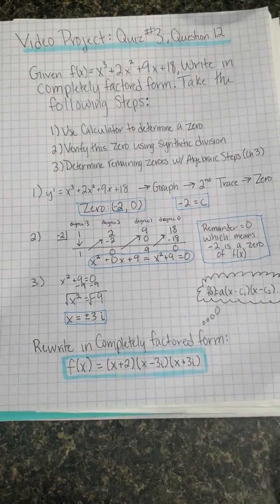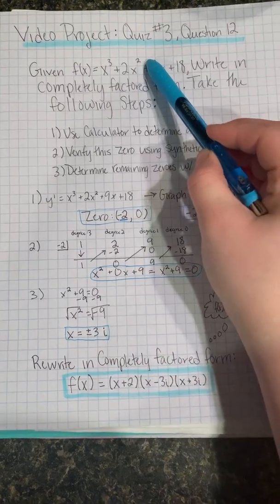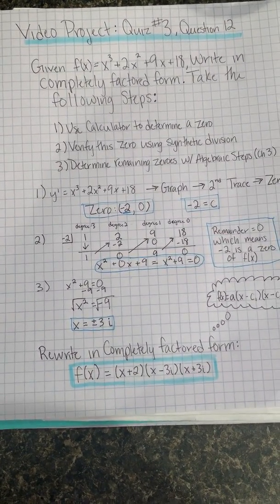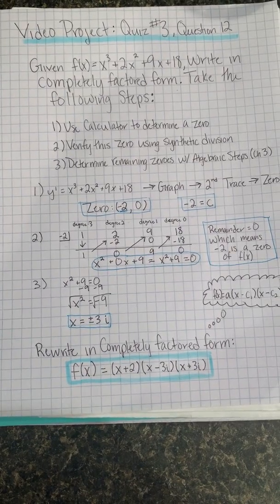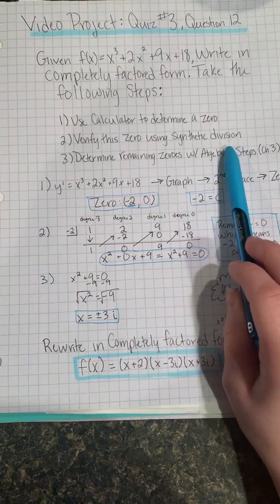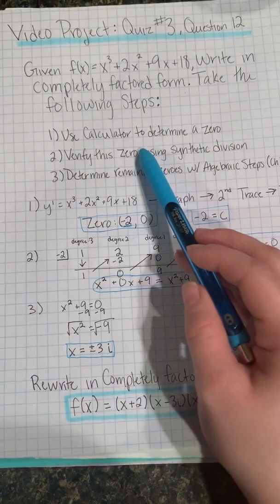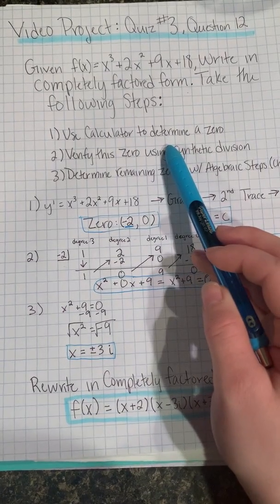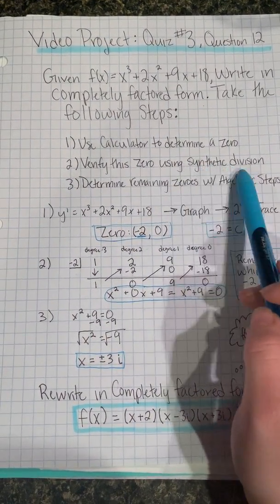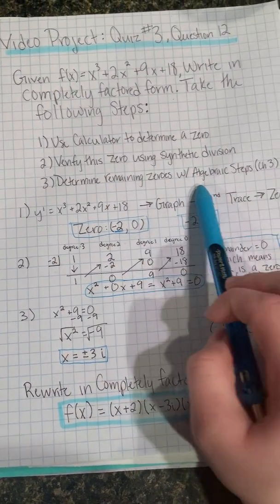For my video project, I decided to explain how to solve question 12 from quiz 3, which is as follows. Given the function x cubed plus 2x squared plus 9x plus 18, write it in completely factored form, taking the following steps to do so. Step 1 is to use a calculator to determine a zero. Step 2 is to verify the zero using synthetic division. And step 3 is to determine remaining zeros with algebraic steps from chapter 3.